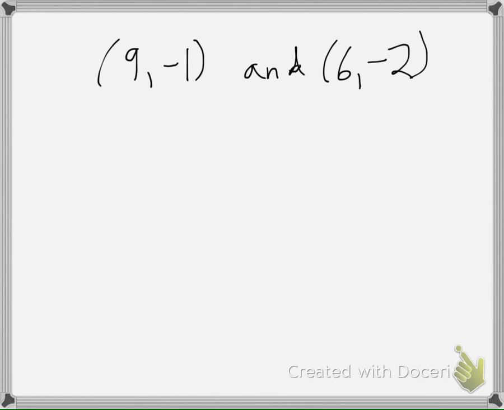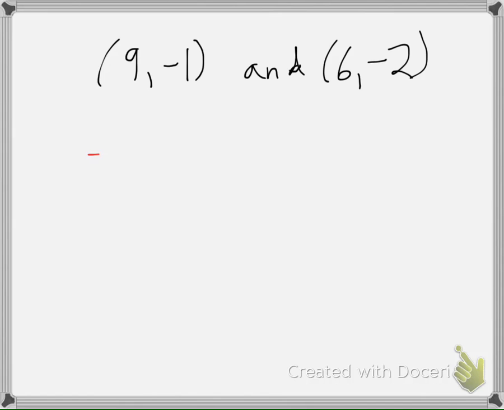All right, here's what I want to do today. Question number 13 on 8-8 practice. We're looking for the line that goes through 9, -1, and 6, -2. So first thing we need to do is what? Cole? Subtract the y2 and y1 and x2 and x1.